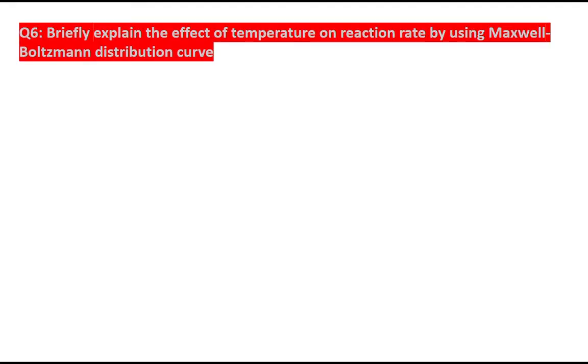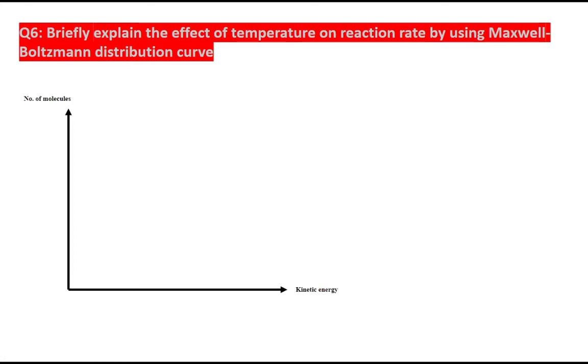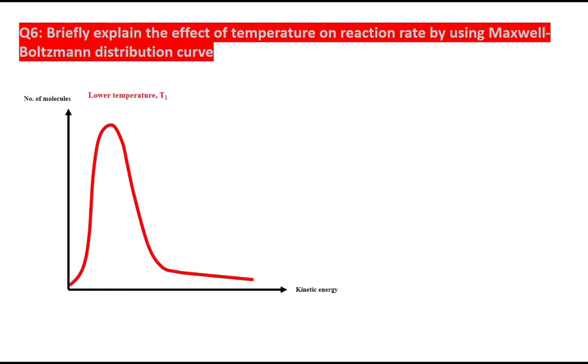Question number 6. Briefly explain the effect of temperature on reaction rate by using Maxwell-Boltzmann. First, you need to draw the axes X and Y. Y represents the number of molecules, while X represents kinetic energy. Then, draw two curves. First, the higher peak represents lower temperature. Second, the lower peak represents higher temperature.